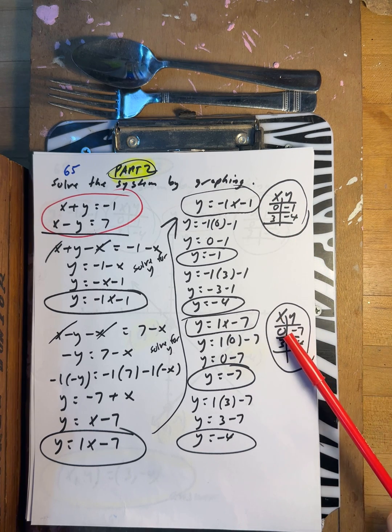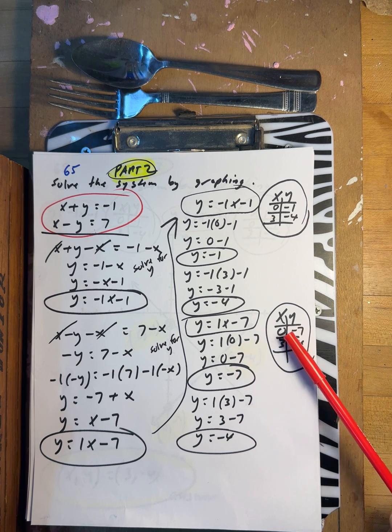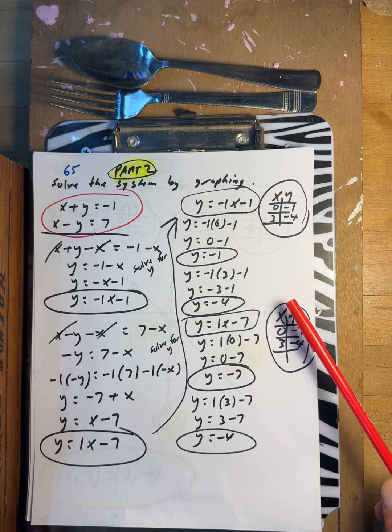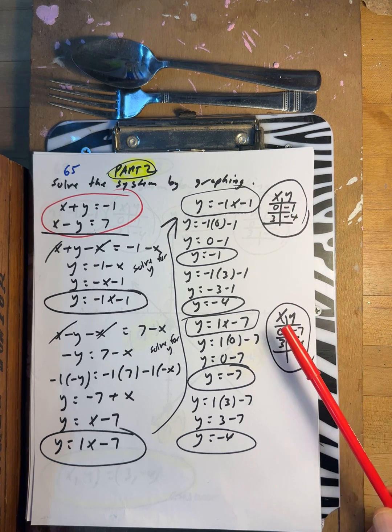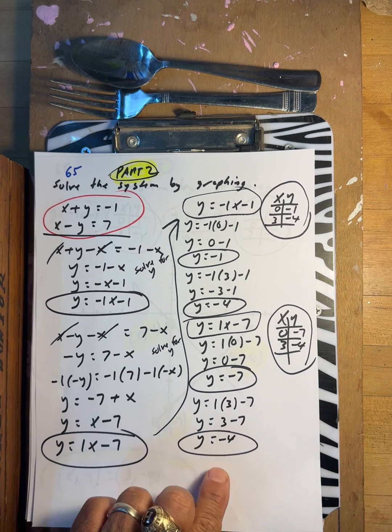Now the other one, put the same thing. Put a 0. 0 times that is 0 minus 7, -7. And 3 in there. 3 times that is 3 minus 7, -4. So we have 0 and -1, 3 and -4, 0 and -7, 3 and -4. Let's graph these guys. Ready?